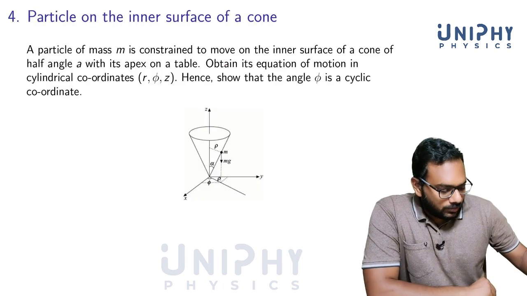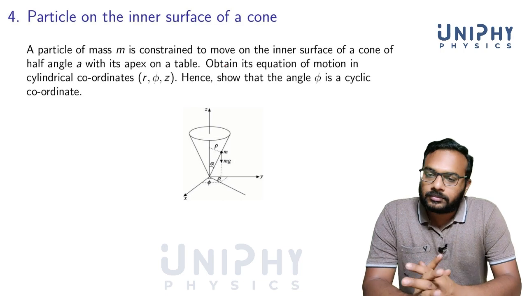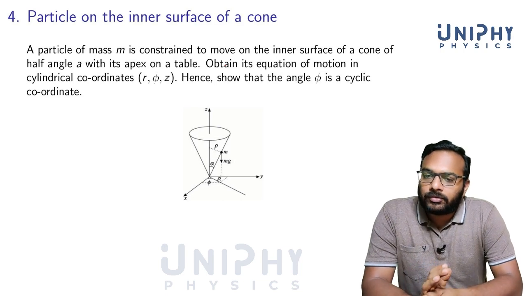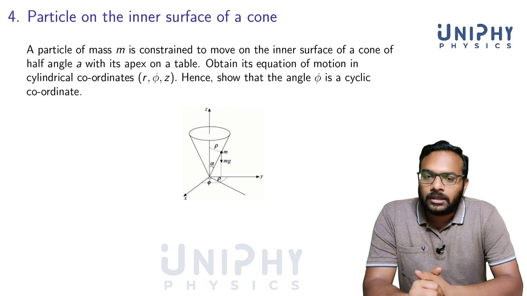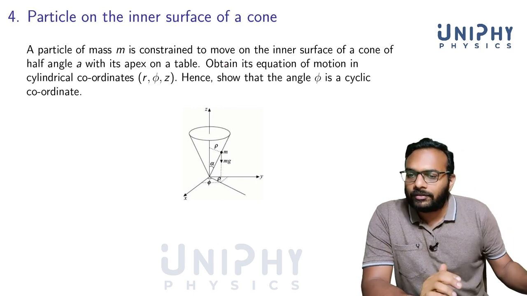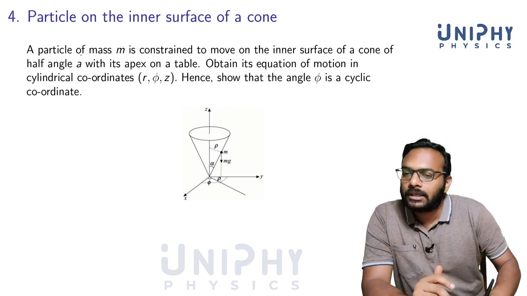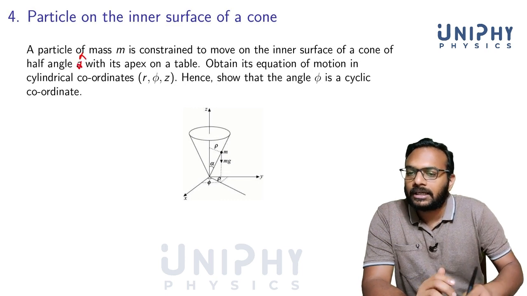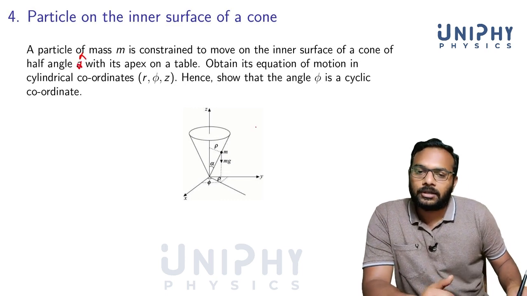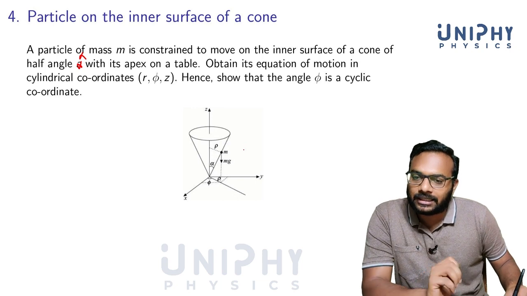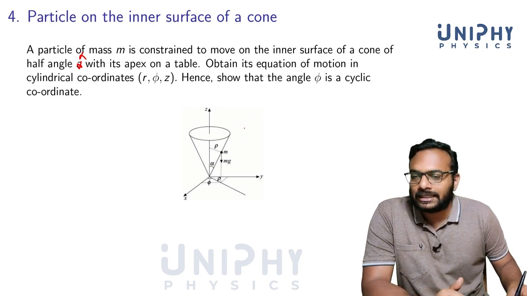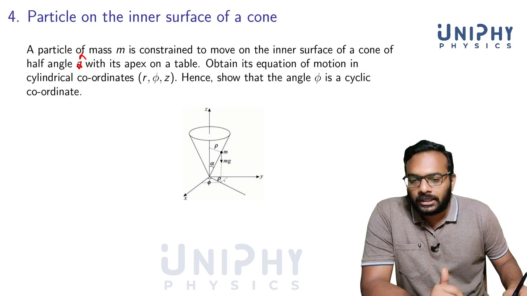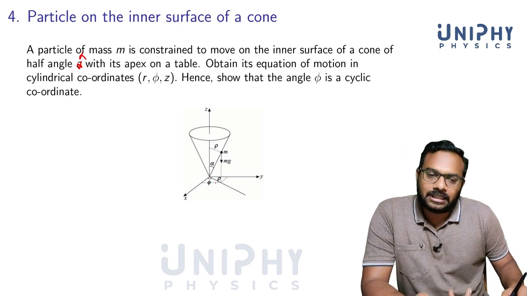Let's do another problem here for practice. A particle of mass m is constrained to move on the inner surface of a cone of half angle alpha, with its apex on a table. Obtain its equation of motion in cylindrical coordinates r, phi, and z. Hence show that the angle phi is a cyclic coordinate. So we are again asked to show that phi is a cyclic coordinate.